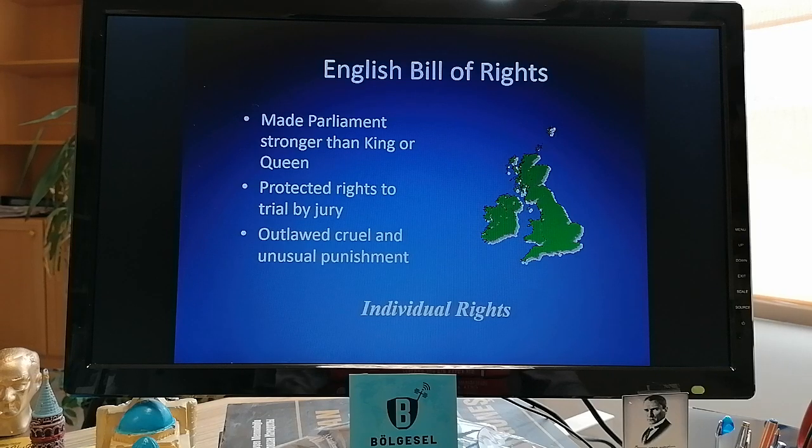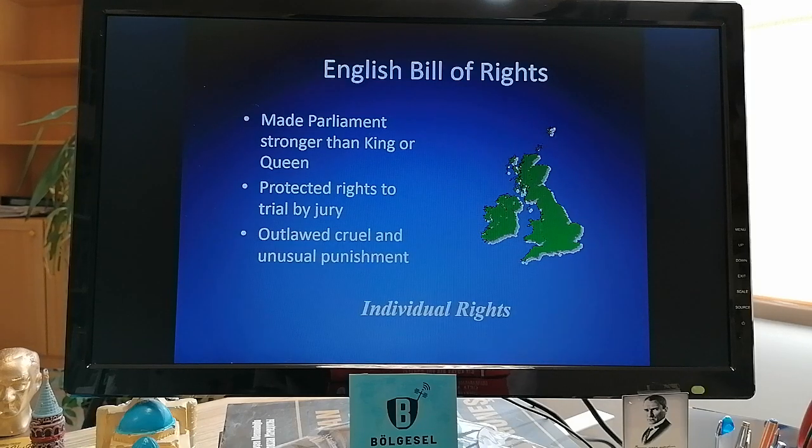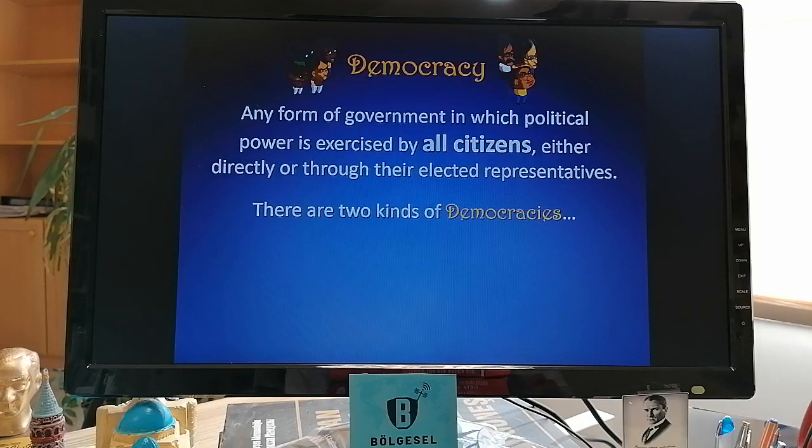This is also another thing, the English Bill of Rights, guys. It made Parliament stronger than the king or queen, protected rights to trial by jury, and outlawed cruel and unusual punishments. That was an important element of individual rights.